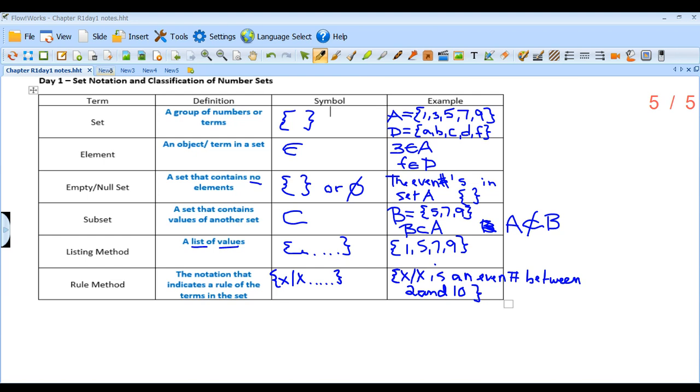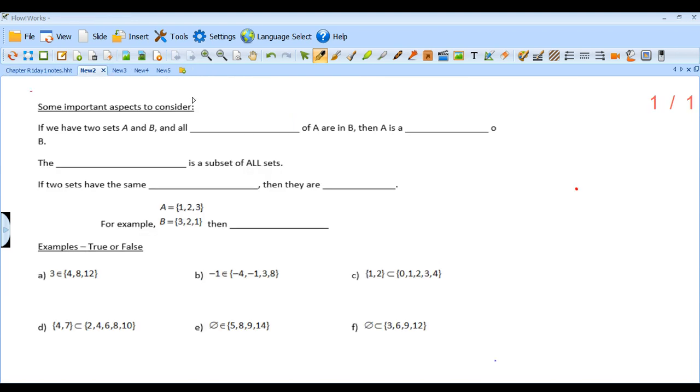And now let's talk about some examples. Some important aspects to consider: if we have two sets A and B and all the elements of A are in set B, then A is a subset of B, which we talked about already. We showed you an example. All right, and then next, the empty set is a subset of all sets.